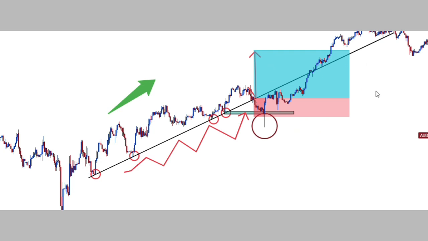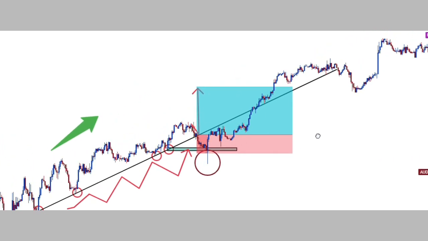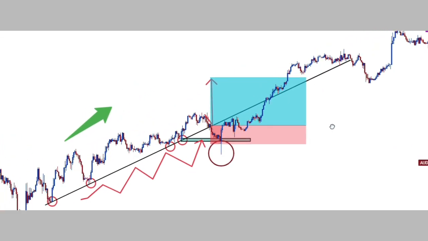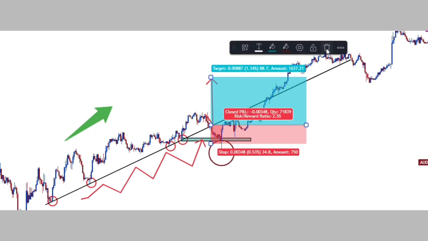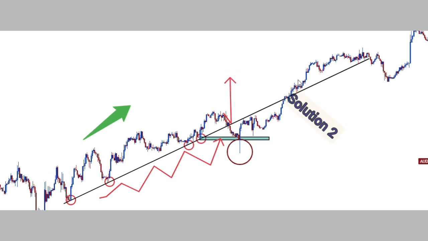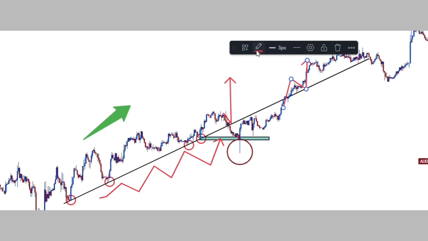So the smart buyer would have waited for price to return above the trend line, and wait for a retest before buying. So this is what you would be waiting for. You'd wait for something like that.